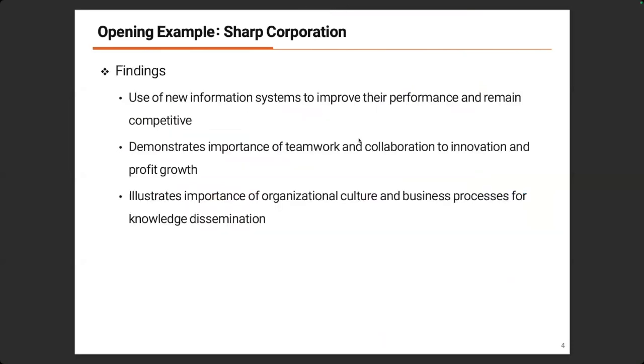Okay, these are the findings from the opening example. The use of new information systems can improve the company's performance and help it remain competitive. And this example demonstrates the importance of teamwork and collaboration to innovation and profit growth, especially for such a knowledge-intensive industry. And it illustrates the importance of organizational culture and business processes for knowledge dissemination.